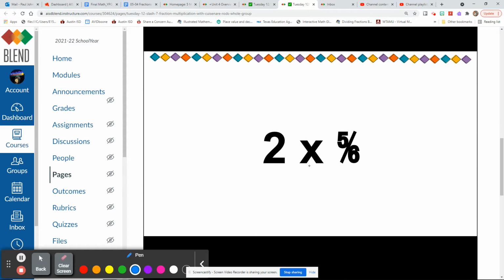Welcome back. All right, so we're going to rewrite this so it's easier to work with, because these sideways fractions are not easy to work with. So we're going to turn our whole number 2 into a fraction by putting a 1 as a denominator. And then we're going to multiply top times top, 2 times 5 equals 10, and bottom times bottom, 1 times 6 equals 6.